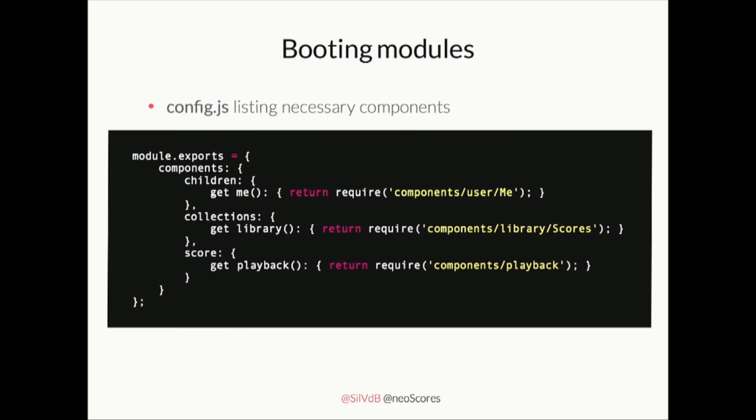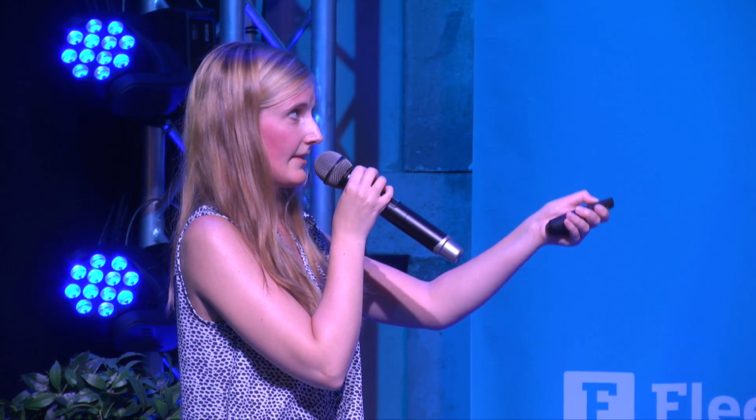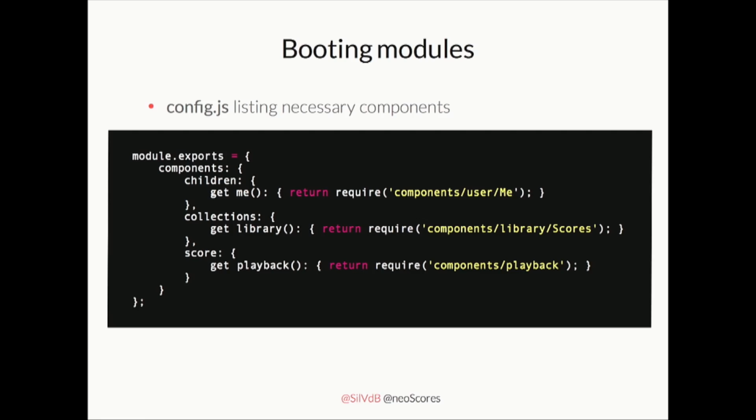Then we have our config file. In real life, it's larger because we have a lot of other configurations. And in this config file, we have the children and the collections, like in the index file. And here we require them. So you can simply list all the components you need in this way, and it's very simple, to just require them in one file.